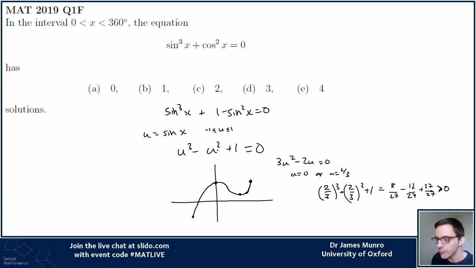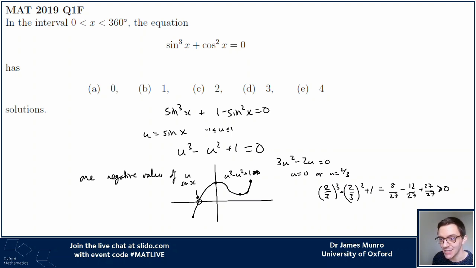So all I've got for solutions to u cubed minus u squared plus 1 equals 0 is this solution over here. I don't know what this number is. This is a bit like question 1a, where I'm looking for solutions of a cubic. I don't know what it is, but by the sign change rule, it's negative over here and it's positive over here. So somewhere in between, there's a solution. Okay, so we've got one negative value of u, which was sine x.